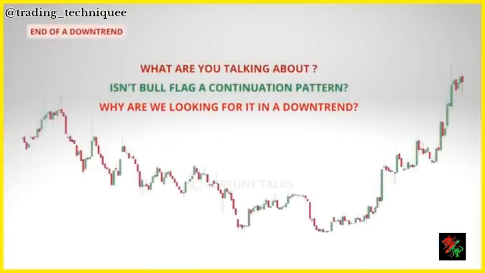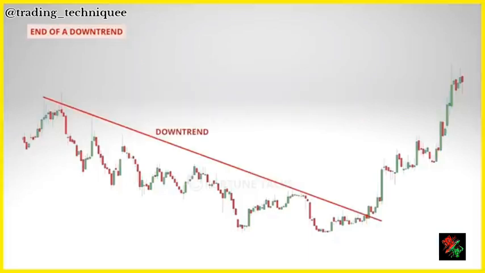Now if you are probably thinking, what the hell is this dude talking about? Just a few minutes ago, you said that bull flag is a trend continuation pattern. Now why are we looking for it in a downtrend? Yes, there is no denying that the bull flag is indeed a trend continuation pattern. But what if I tell you that there is a way you can profit by using the bull flag as a trend continuation pattern even on a downtrend? Now this method has to do with the market structure. So if you don't know about the market structure, you can watch it from my price action playlist. It's a rather simple method.